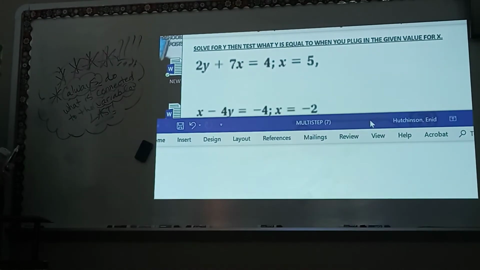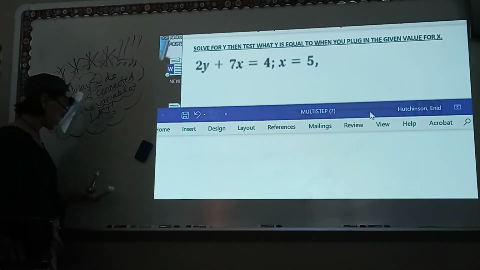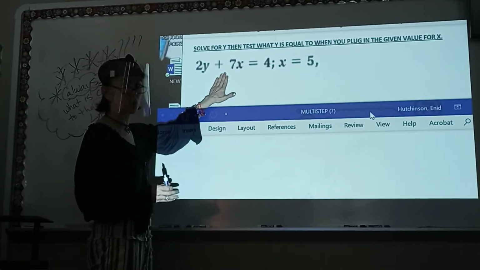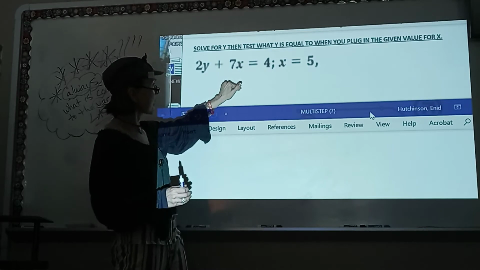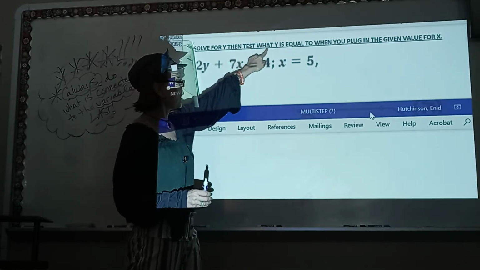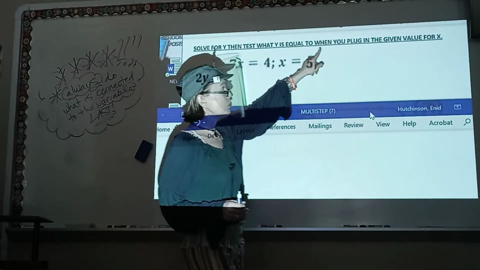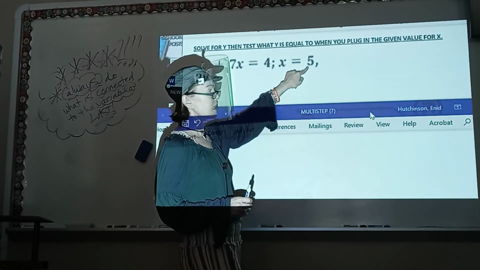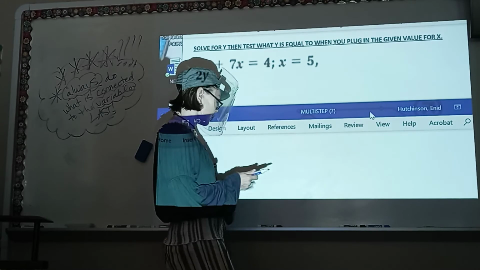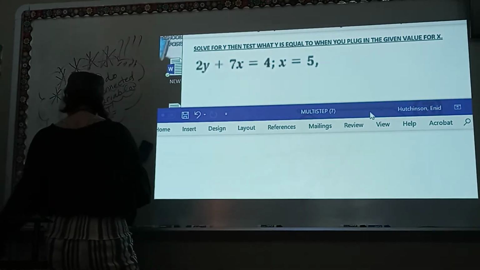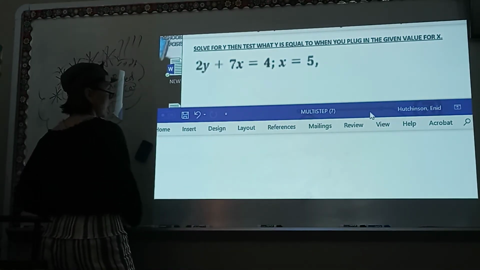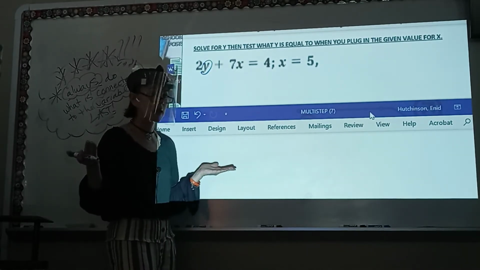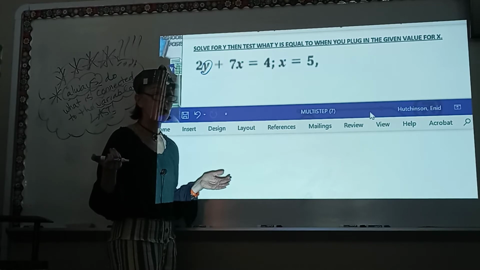First of all, you have to solve this equation for y, and then test what y is equal to when you plug in the given value for x. So let's take it one step at a time. Here we go. Everybody, what do I always do? Circle the y. Do it now. Because that's what we're solving for.